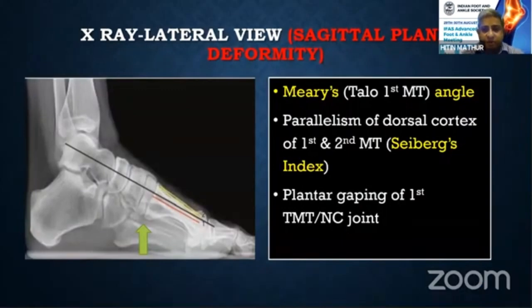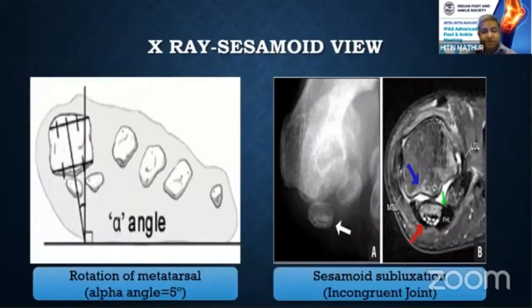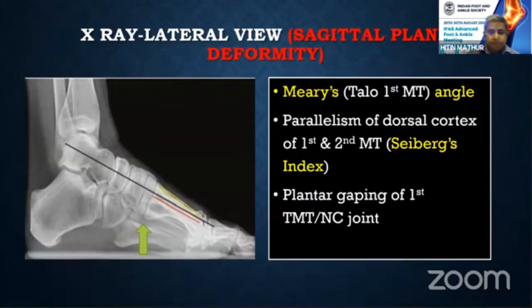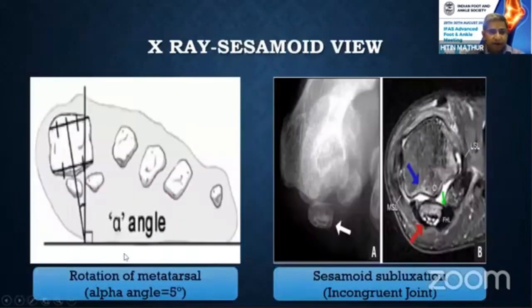On the lateral X-ray, you can assess the sagittal plane of the deformity by the Meary angle, or the talo-first metatarsal angle, and the parallelism of the first and second metatarsal cortex. The plantar gaping of the first TMT or naviculo-cuneiform joint is also used to assess first ray instability or a sagittal plane deformity. The sesamoid views are used to assess the rotational component of the deformity, where you can see the angle that the first metatarsal makes with the floor, or as in the picture on the right, a subluxated sesamoid, which is indicative of an incongruent joint.